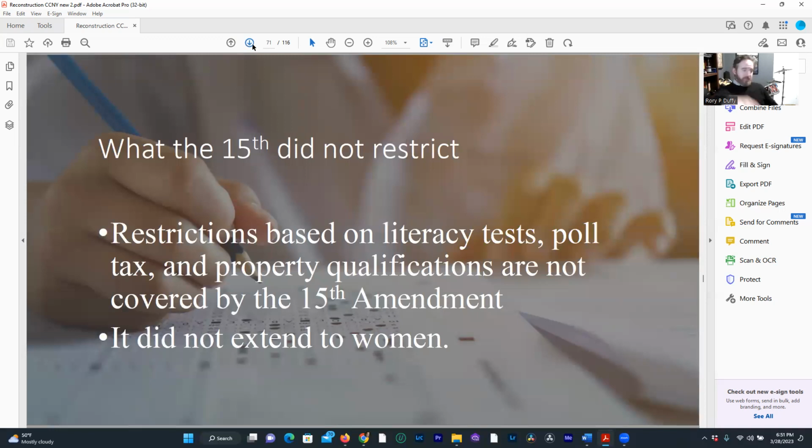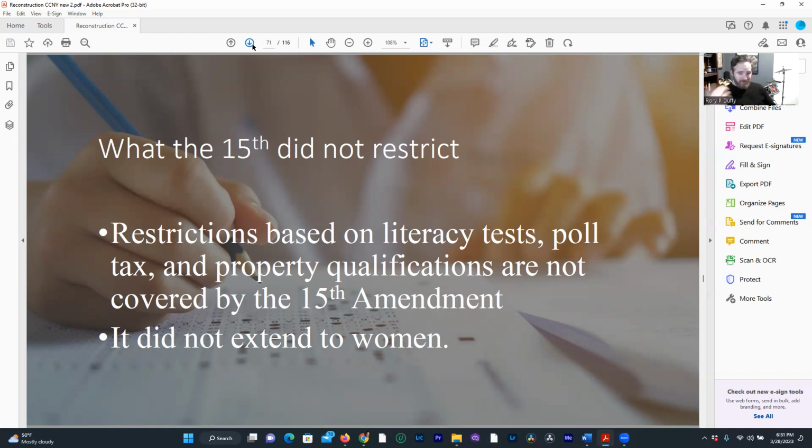So women are now going to jump on the 14th and 15th Amendment and use that as a springboard to their movement for voting. What the 15th did not restrict. So the 15th said servitude, condition of servitude, race, or color. It said nothing about literacy tests, poll taxes, property qualifications, and those are not covered by the 15th Amendment.